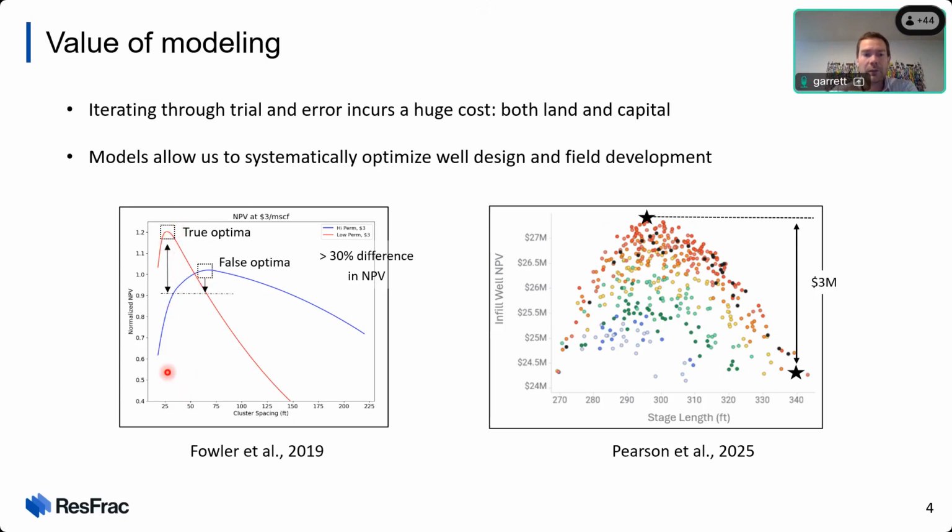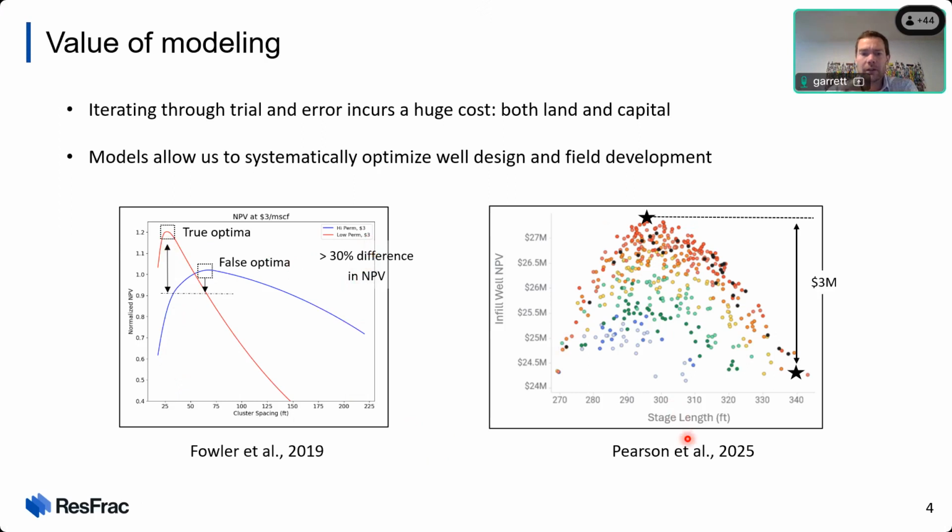And that tells us that we should be designing these wells with something like a 25-foot cluster spacing at a $3 per MCF gas price. Another important component, which I'll touch on at the very end, is that as that commodity price changes, your optimal design should change as well. That's another utility of a model.